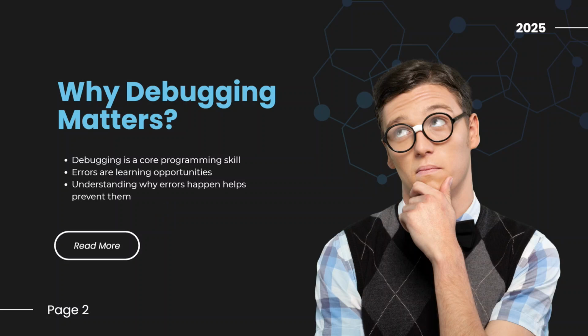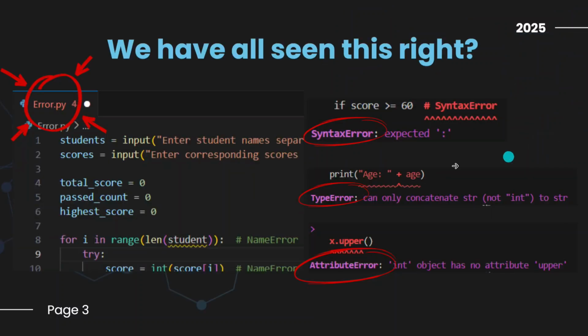So, you all have seen this kind of error, right? When you type a code, then a sudden error message appears like this. There are syntax errors, type errors, attribute errors, and many different kinds of errors. So we are going to break this down one by one so that you know exactly what to do when they pop up in your own projects.